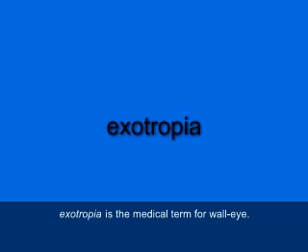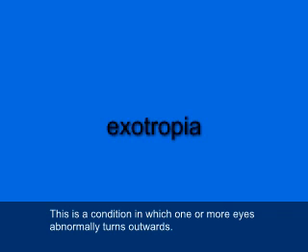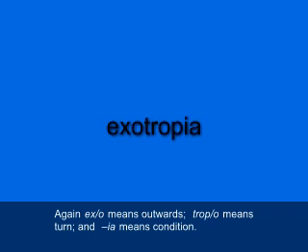Exotropia is the medical term for walleye, and this is a condition in which one or both eyes abnormally turns outwards. Again, exo means outwards, tropo means turn, and ia means condition.